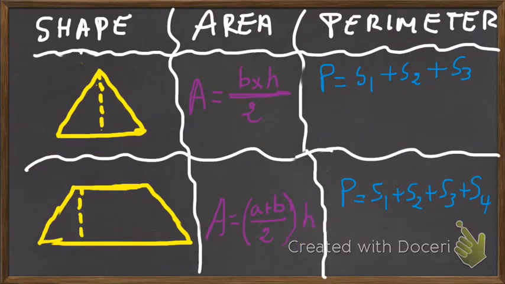So now continuing, here we have the triangle. This triangle has 3 sides, and this is the height of the triangle. So again, the area is base times height divided by 2, and the perimeter is side 1 plus side 2 plus side 3. So you have to pay close attention to the measurements of the sizes that will be given to you. Just take a look at the numbers.